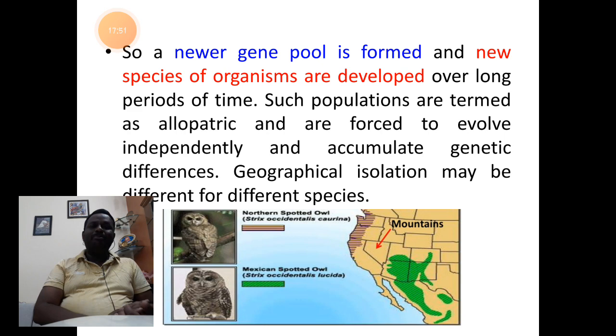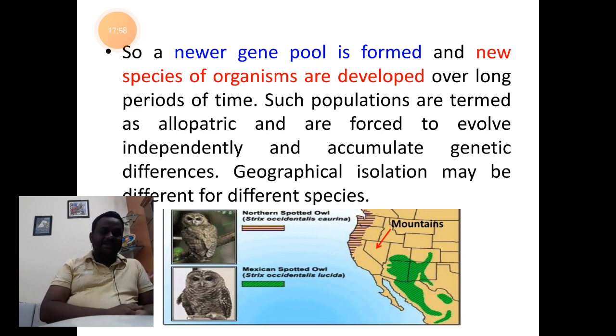Here is another example of owls. Northern spotted owl called Strix occidentalis caurina. And the other species is Mexican spotted owl called Strix occidentalis lucida. So caurina, lucida variety.